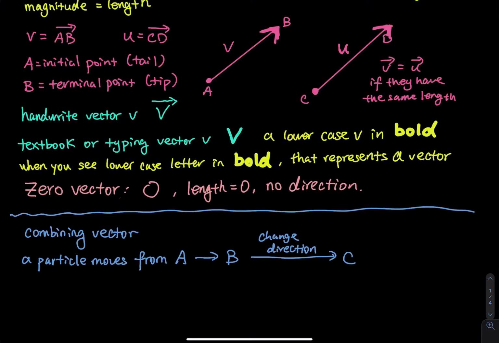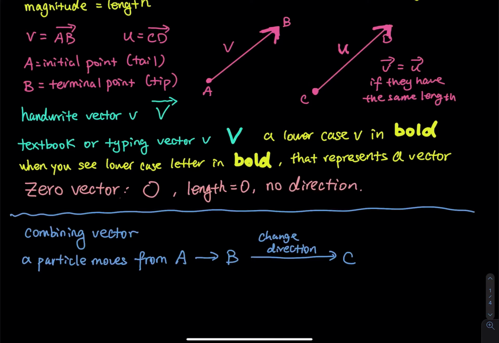But how do textbooks do this? When textbooks type vector v, they won't type the arrow for you. They will just type v, but put the v in bold. Sometimes they are not going to put an arrow on top of the v, they will just put it in bold. So a lowercase letter v in bold represents a vector. When you see vector v, vector u, vector w in bold, that means a vector.